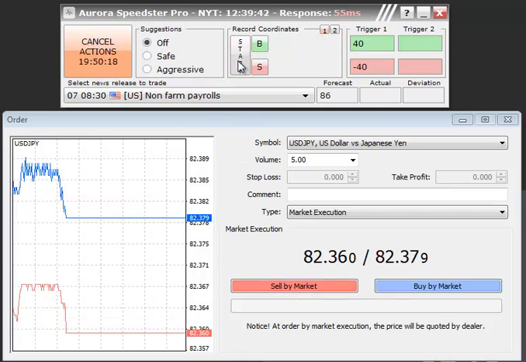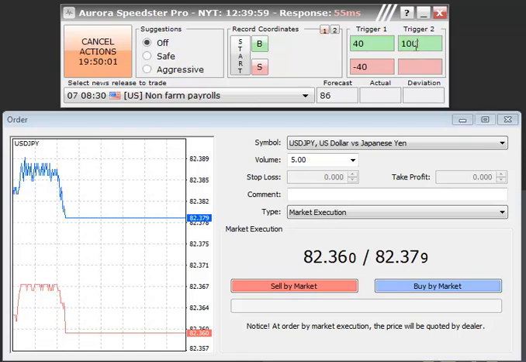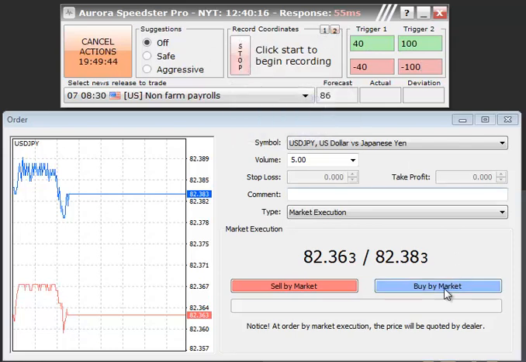We can use a second trigger if we want to trade with larger positions, but we must have a trading platform that supports this. MetaTrader does not support it. You can set second higher triggers by entering them here. Let's say 100 for buying and -100 for selling. We must also record coordinates by first clicking on this number 2 here, and then clicking the start button and recording coordinates on our trading platform with keyboard button B and S.